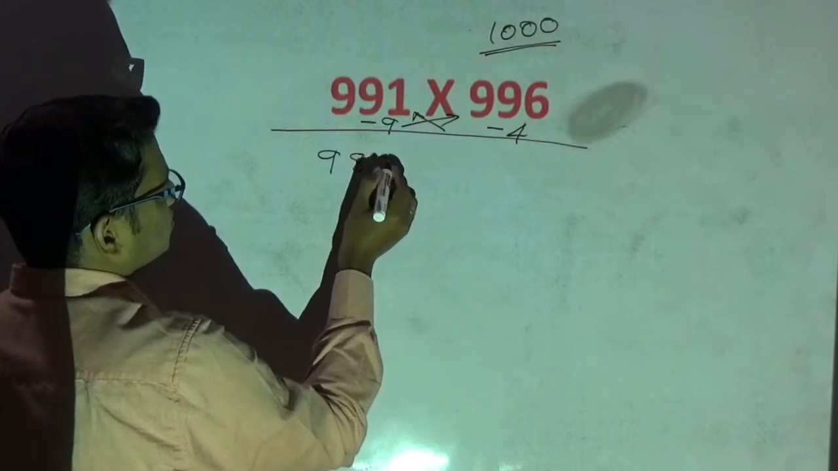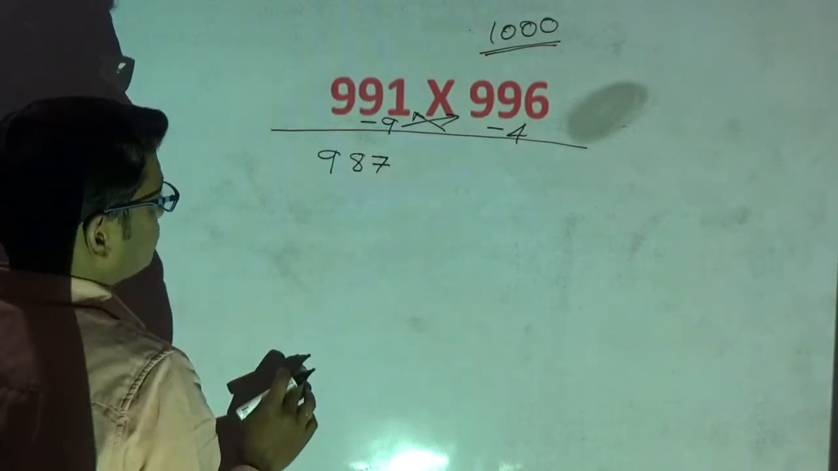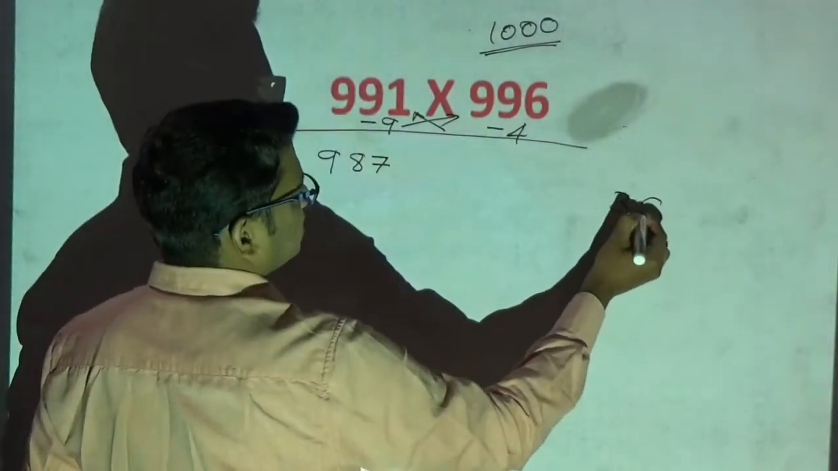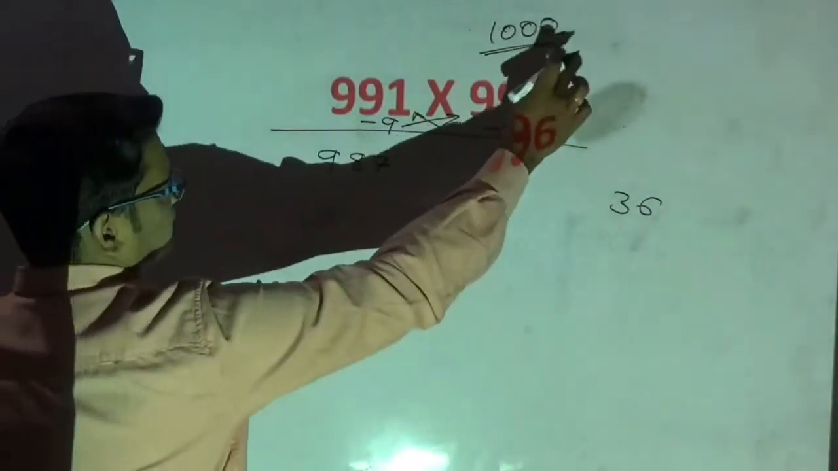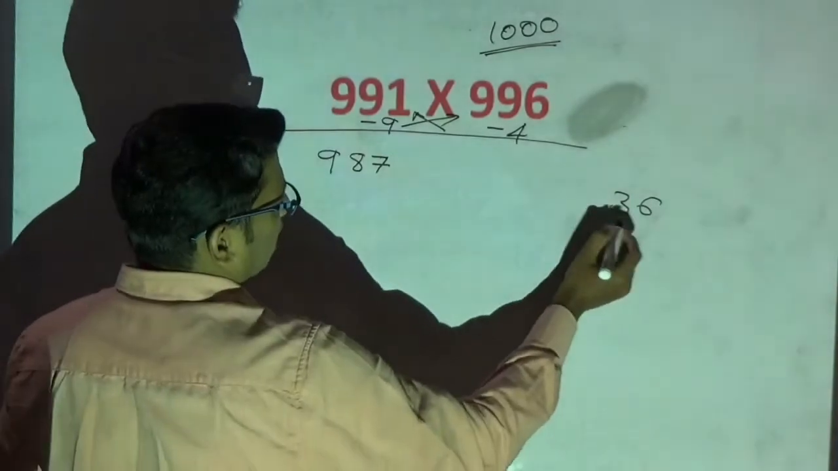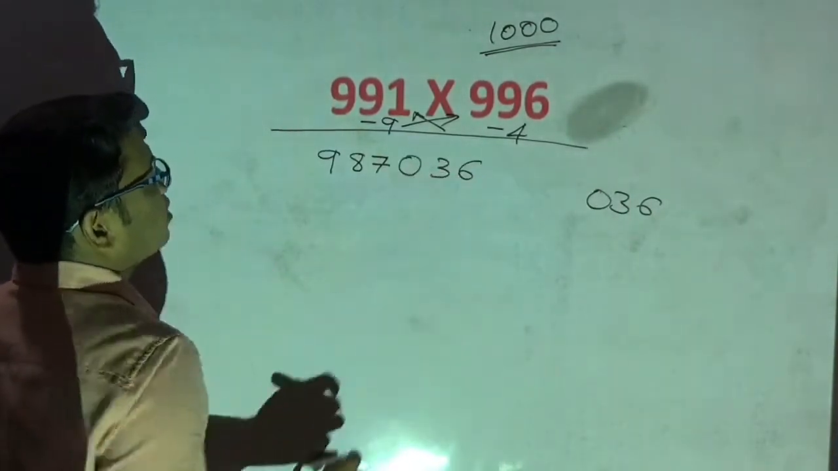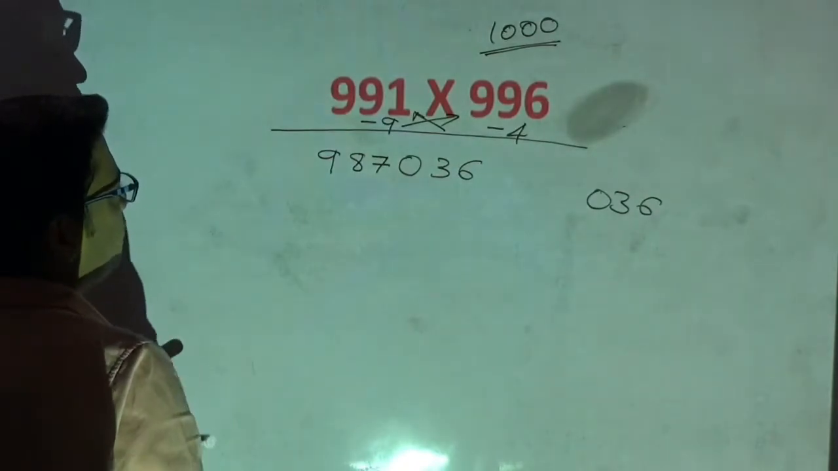987. Okay. Now 9 fours is what? 36. Now you check out how many zeros are here? 3 zeros. Okay, I am getting only 2 digits. So put on 0, 0, 3, 6. Hope you understood. So please let me go forward one more time.